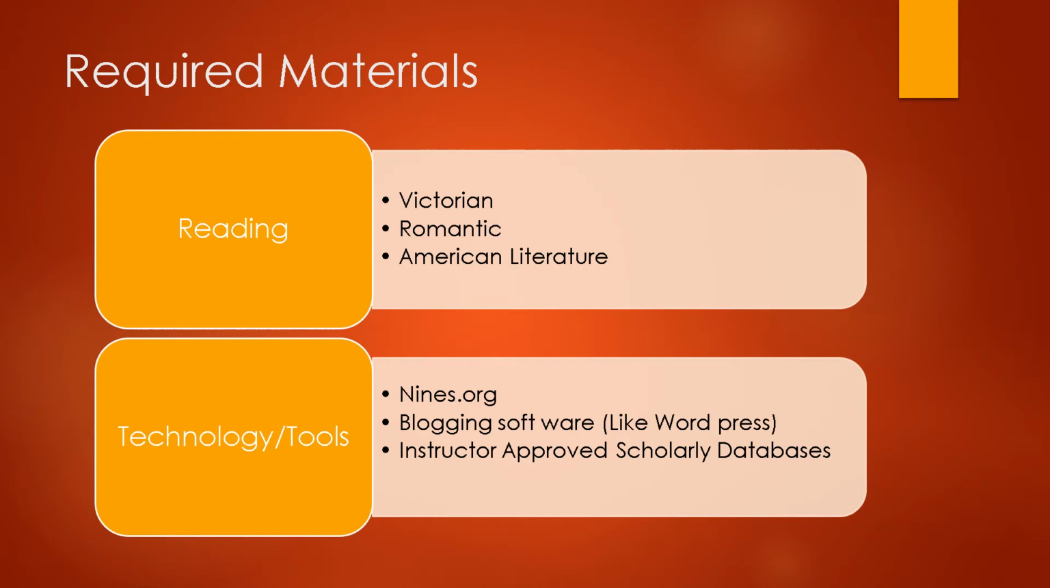What are we going to need? Lorraine specifies a Victorian poem, but she also puts in romantic and American lit. So then tech that we've already talked about, NINES, but then you will also need blogging software and then instructor approved scholarly databases. And all of these things are probably going to need a tutorial for the students so that they know how to use them.